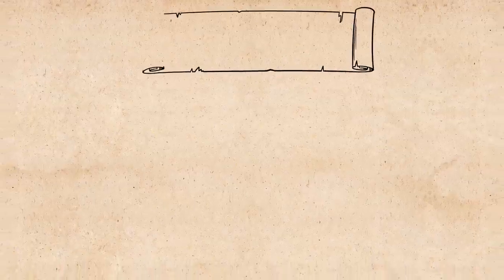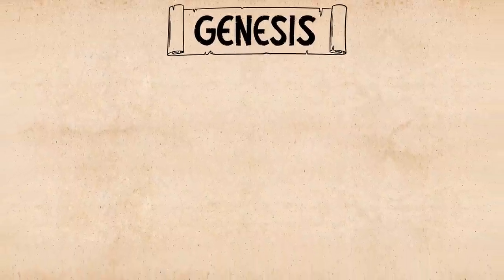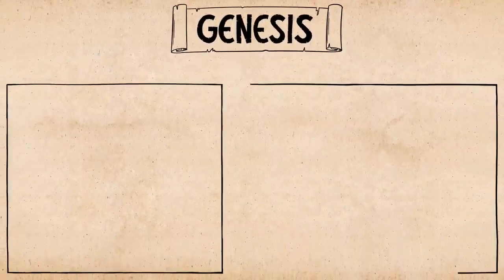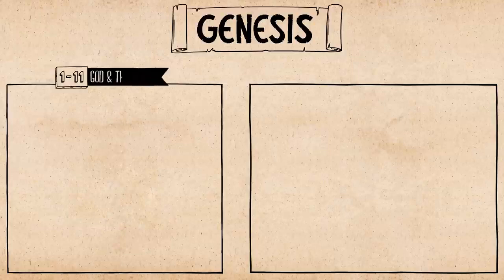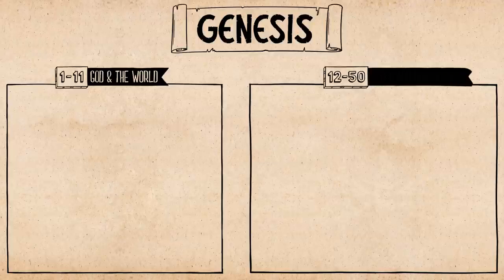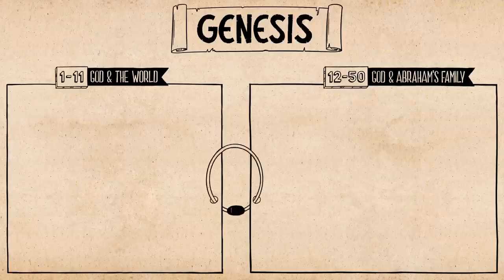The book of Genesis. It's the first book of the Bible, and its storyline divides into two main parts. There's chapters 1 through 11, which tell the story of God and the whole world. And then there's chapters 12 through 50, which zoom in and tell the story of God and just one man, Abraham, and then his family. And these two parts are connected by a hinge story at the beginning of chapter 12.